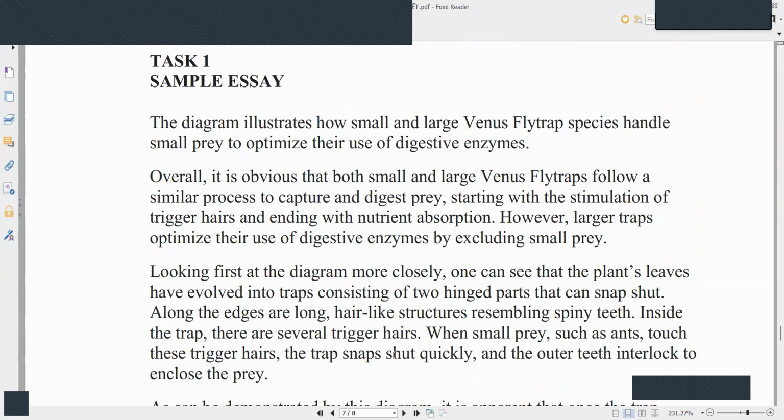Sample essay. The diagram illustrates how small and large Venus flytrap species handle small prey to optimize their use of digestive enzymes. Overall, it is obvious that both small and large Venus flytraps follow a similar process to capture and digest prey, starting with the stimulation of trigger hairs and ending with nutrient absorption. However, larger traps optimize their use of digestive enzymes by excluding small prey.